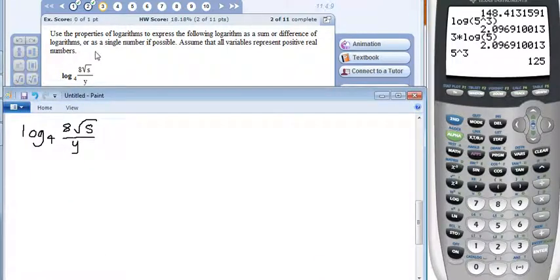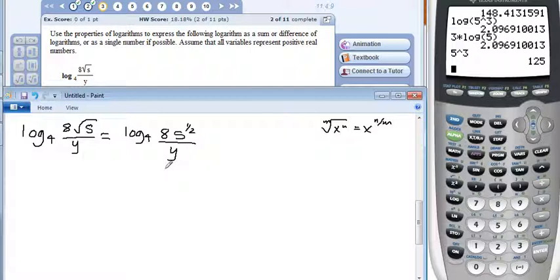We want to split this into its own logs, okay? So the first thing that we're going to have to do is get rid of that radical sign, because I don't have anything with radicals in it. It's exponentials. So we have 8 times s to the 1/2 power over y. That's my beginning.